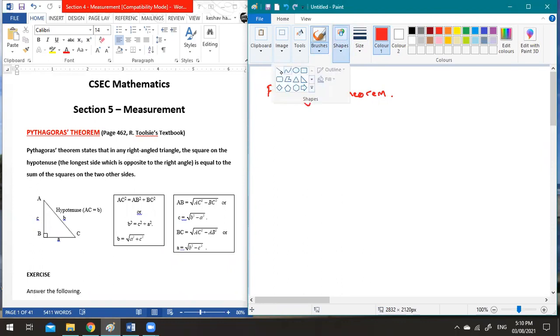Now, we have to remember what his theorem states, right? Pythagoras' theorem states that in any right angle triangle, the square on the hypotenuse, or the longest side, is equal to the sum of the squares of the other two sides. So what does that mean?